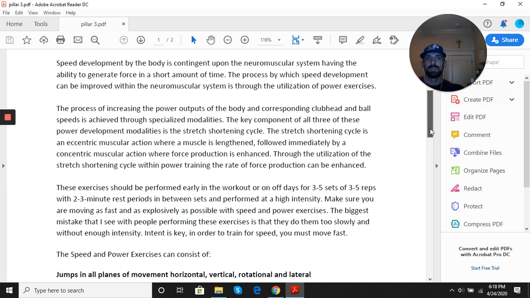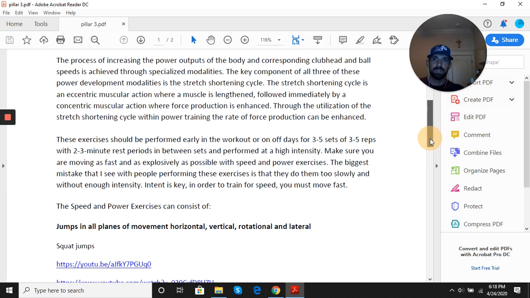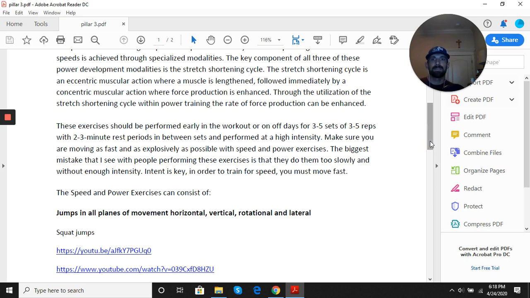We use what's called the stretch shortening cycle, which is, if you think about a muscular contraction, like a bicep curl, when we're curling the dumbbell up, we're using what's called a concentric motion. If we were to hold it in place, we're using what's called an isometric contraction. And as we control the lowering, we're using that eccentric contraction. So the stretch shortening cycle occurs when the eccentric muscular action, when the muscle is lengthened, is followed immediately by a quick burst concentric muscular action.